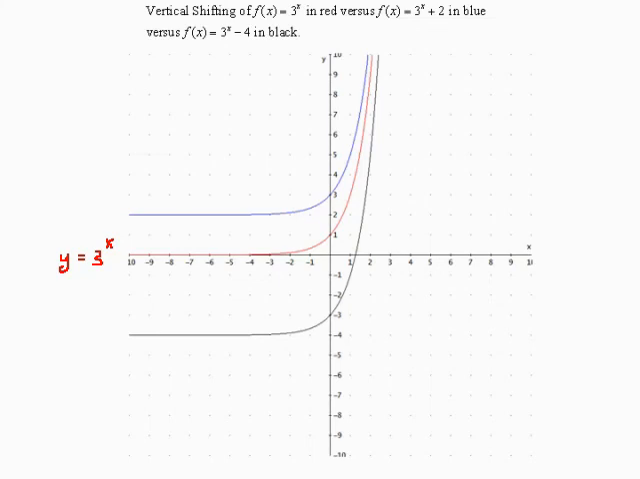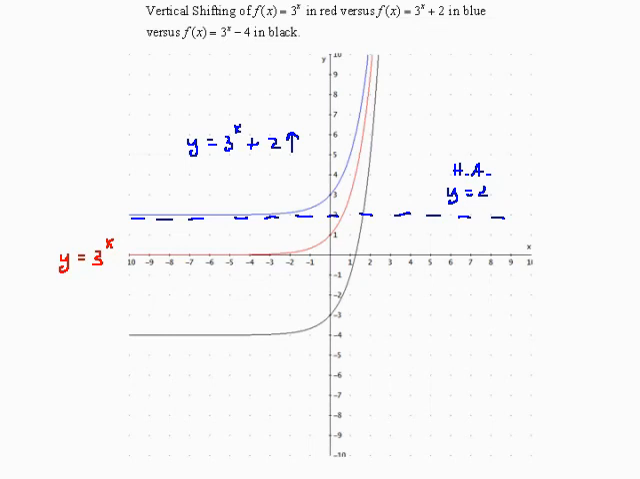Notice what happens in blue. If I put a +2 on it, it does the old vertical shifting, 2 units up. And not just does the whole graph shift 2 up, but guess what else shifts 2 up? The horizontal asymptote on this blue graph will be the line y equals 2. What do y'all think?